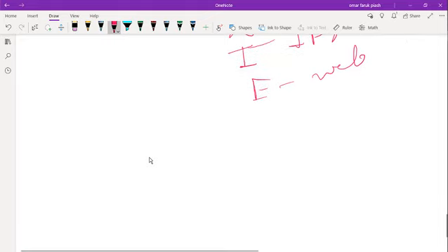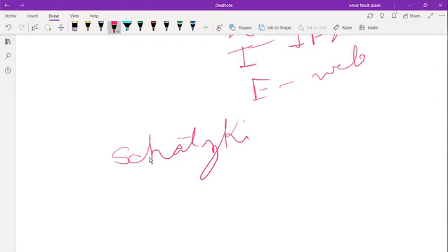Schatzki's rings and webs. In Schatzki's ring, you have to remember the location where it happens. It generally happens in the gastroesophageal junction, GE junction, and it can also present with dysphagia.